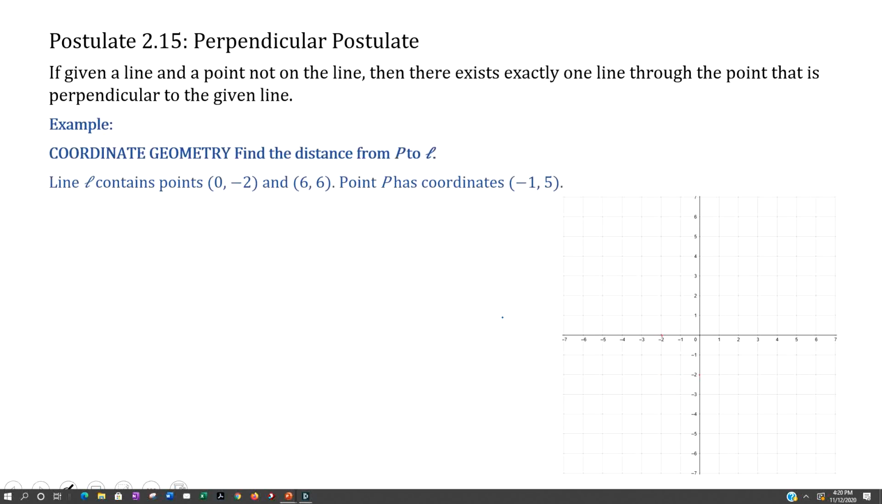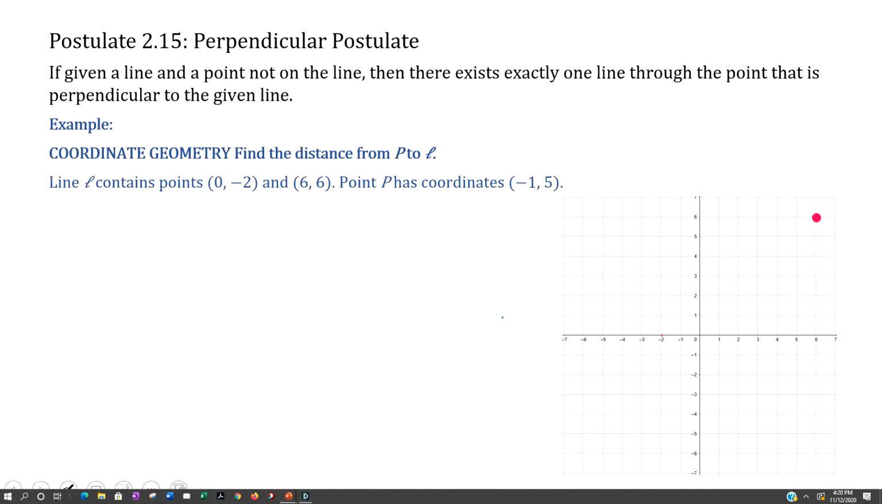Our perpendicular postulate 2.15 is: if we're given a line and a point not on the line, then there exists one and only one line through that point that's going to be perpendicular to the given line. So as an example here, we're going to do a couple of grid problems to see, and then we'll go from there.